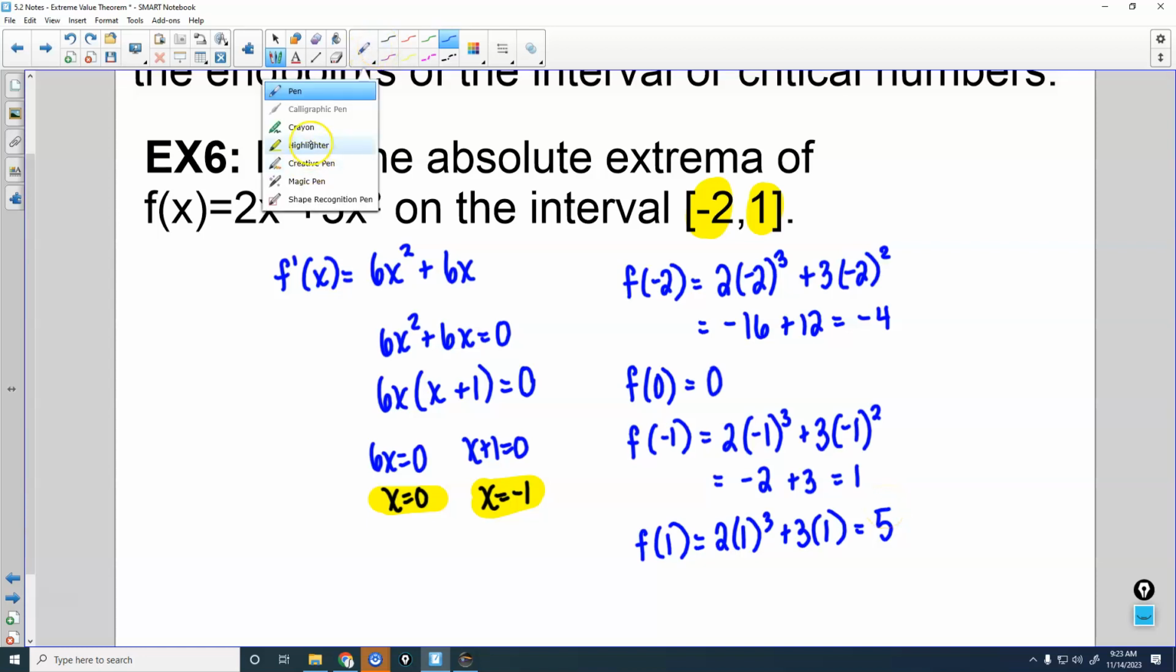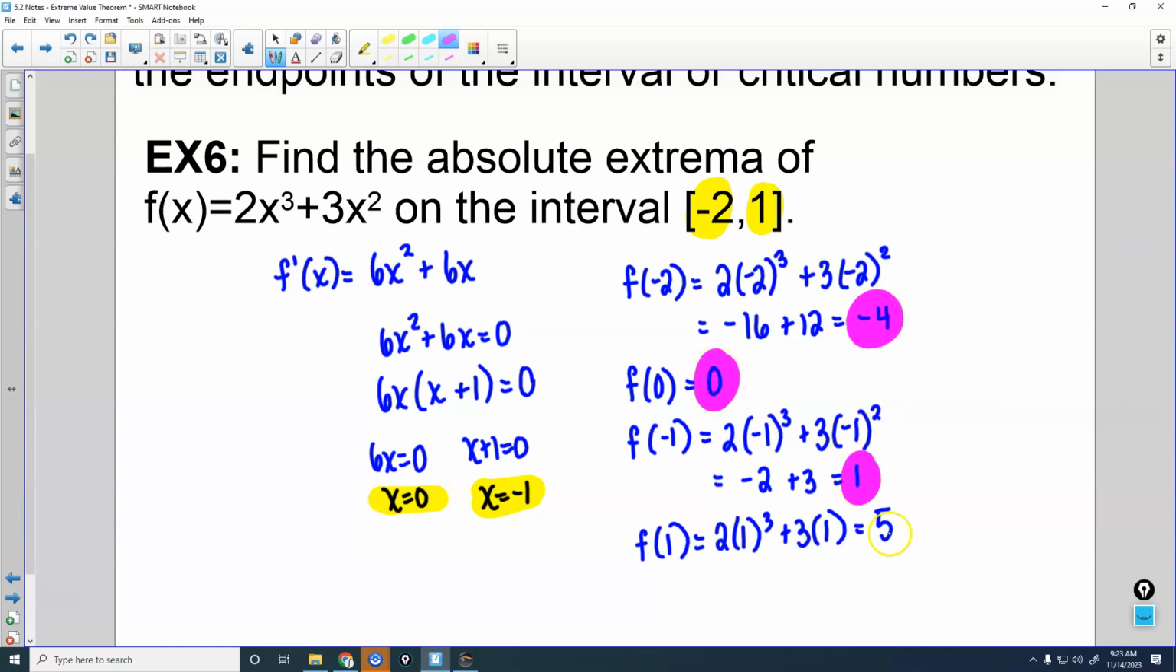So if we look at the 4 answers that we just got, we got negative 4, we got 0, we got 1, and we got 5. All we're doing is saying what's the highest and what's the lowest. Highest, that's our maximum. And lowest, that's our minimum. For this one, it ends up being the endpoints and not the critical points we found in the middle. But you never know which one it's going to be, so you always have to test all of these.